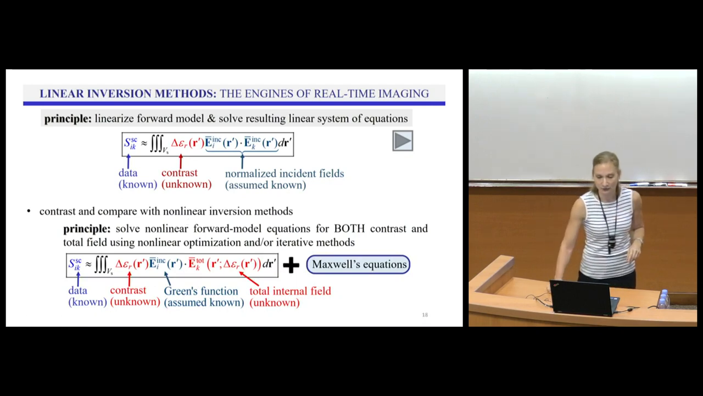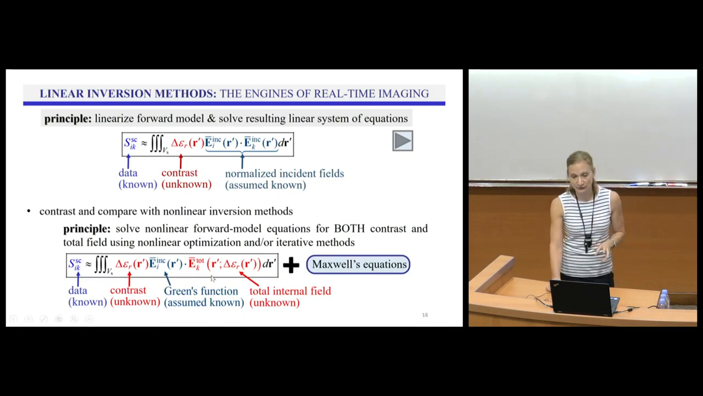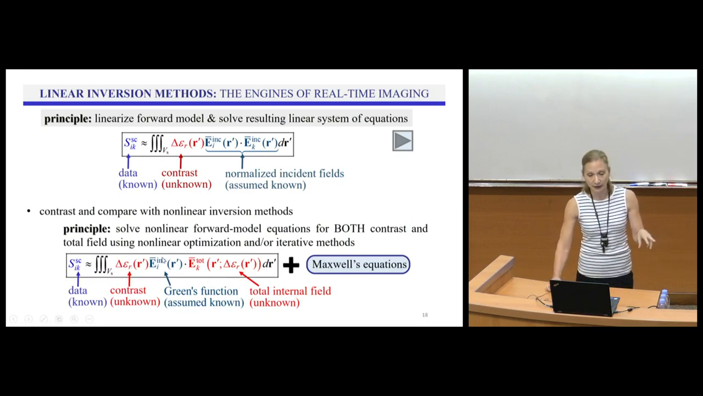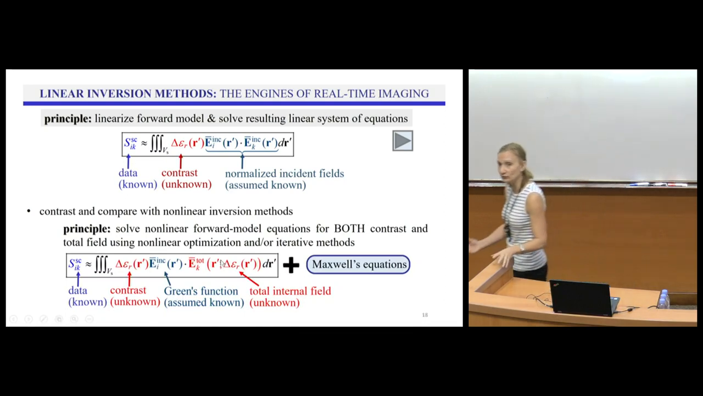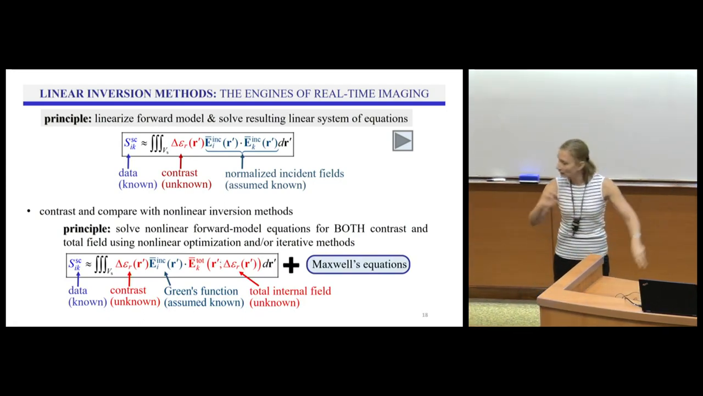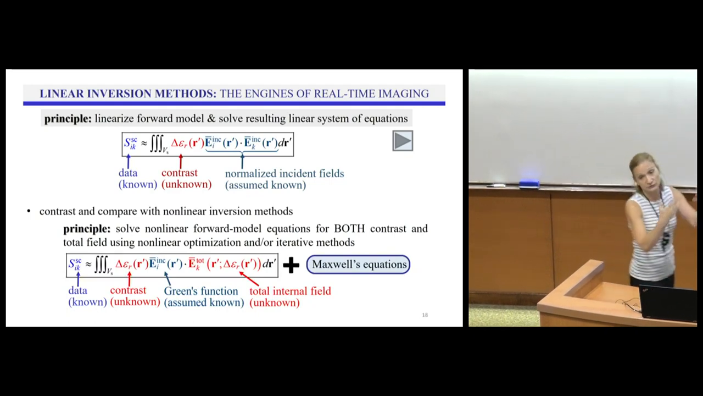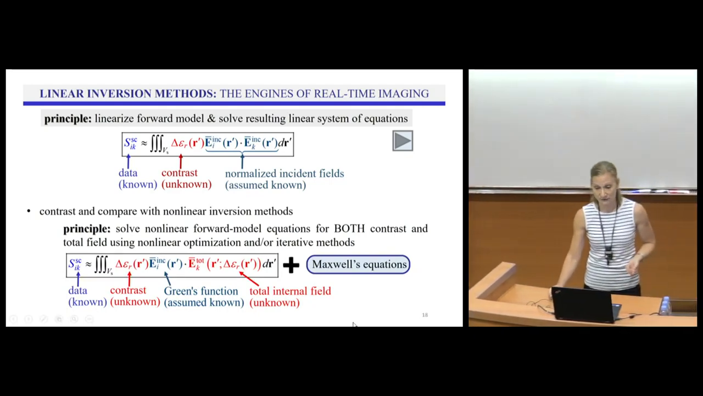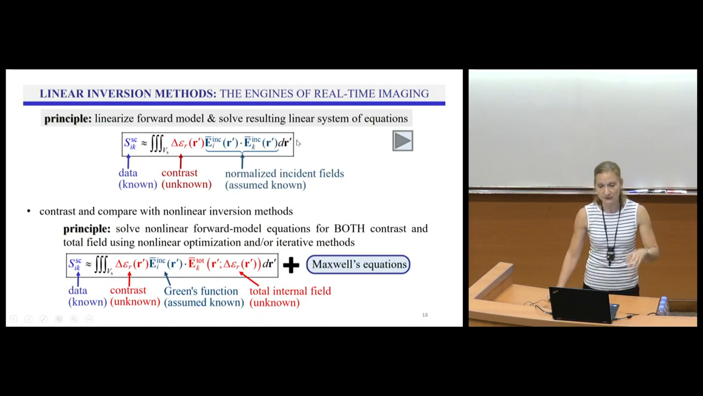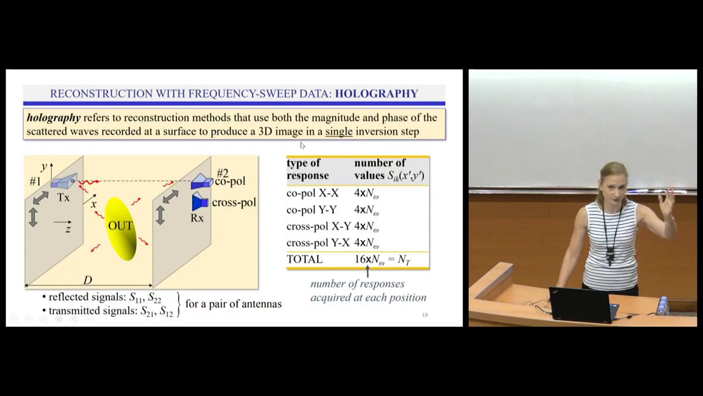Never mind, that's terminology. In nonlinear inversion, you do not approximate the total internal field. You end up with an additional unknown distribution, that is the distribution of the total field, and therefore you need to bring in an additional set of equations. You have more unknowns, you need more equations. So strictly speaking, you bring in Maxwell's equations. And this is not done in the linear equation solver, and that is why it is faster. Well, at a very superficial level.